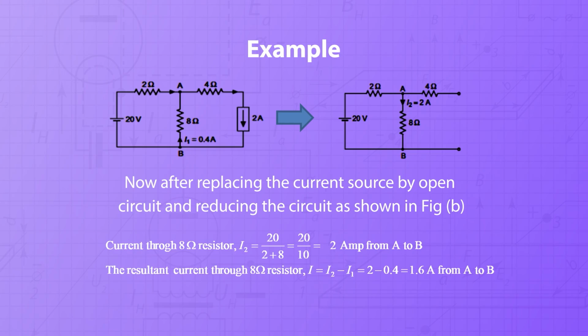So what will be the resultant current in branch AB? It will be the algebraic sum of the currents when you are considering one source at a time. So the resultant current in the 8 ohm resistor can be written as I equal to I2 minus I1. And what is the value of I2? The value of I2 is 2 and the value of I1 is 0.4. So it comes to 1.6 ampere. So what is the direction of the current? From A to B. So this is how you can apply the superposition theorem in any circuit when two or more types of sources are working in the circuit.